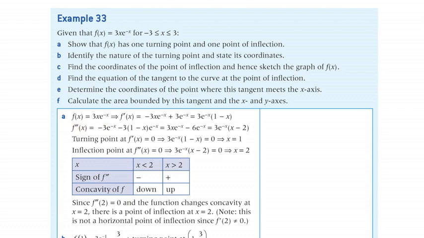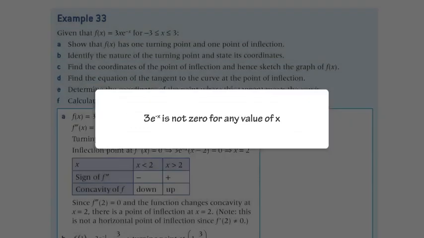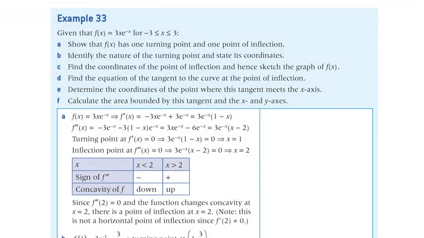Equating the first derivative to 0 gives f prime of x equals 0 implies 3e to the negative x multiplied by 1 minus x equals 0, which implies x equals 1, since 3e to the negative x is not 0 for any value of x. Turning point at x equals 1.